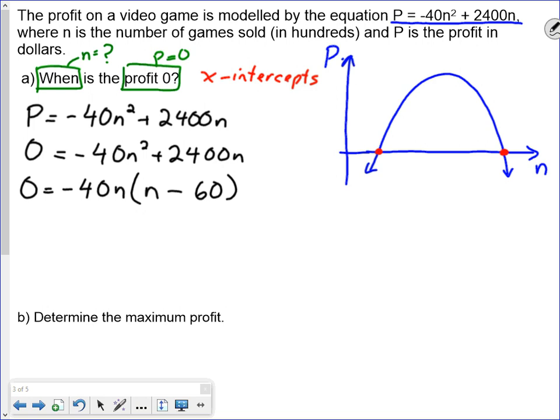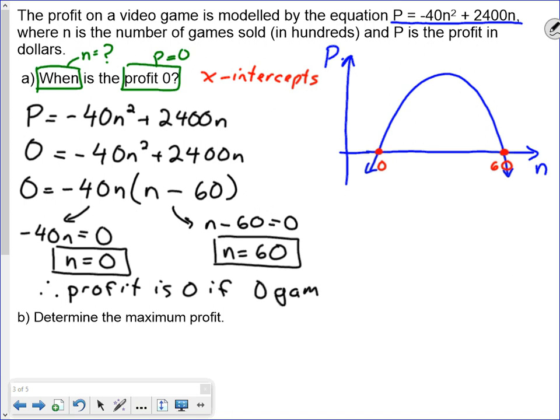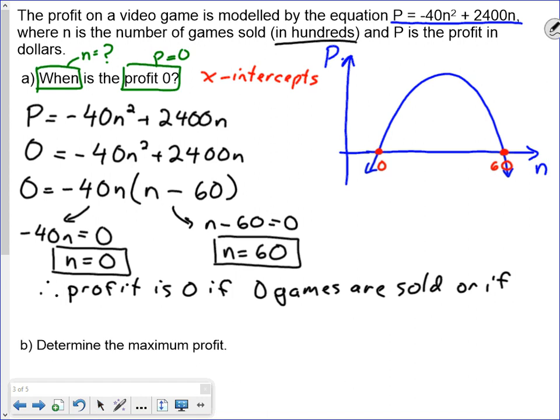So where is this going to be equal to 0? I'm just going to take each of my factors and set them equal to 0. Negative 40n equals 0 at n equals 0. n minus 60 equals 0 at n equals 60. So on our little graph here, this would be at 0, and this one would be over here at 60. So when is the profit 0? The profit is going to be 0 if 0 games are sold, or if, well, the n value is 60, but they tell us in the question that this is in hundreds, so that's going to be 60 games are sold.